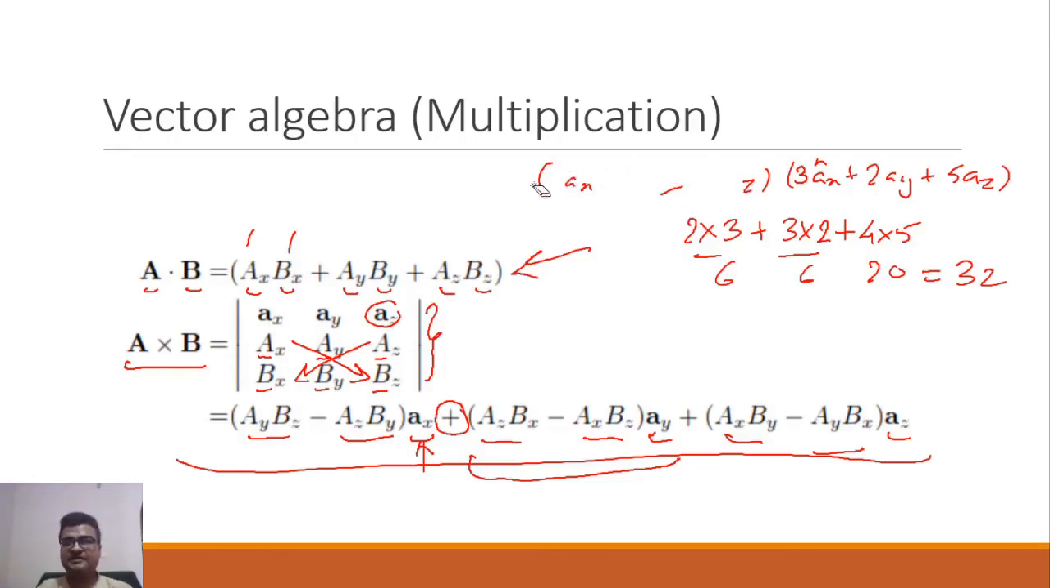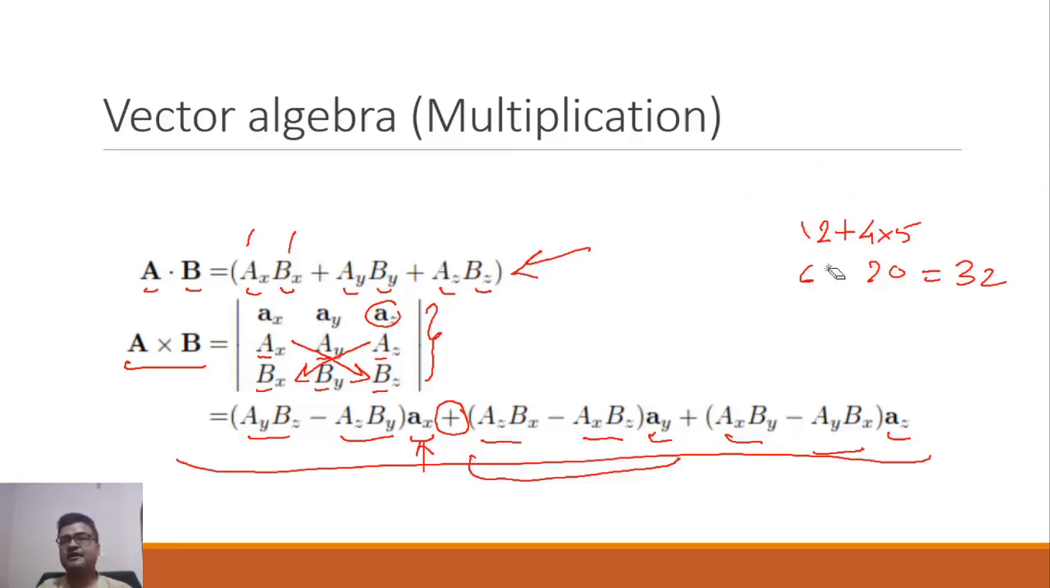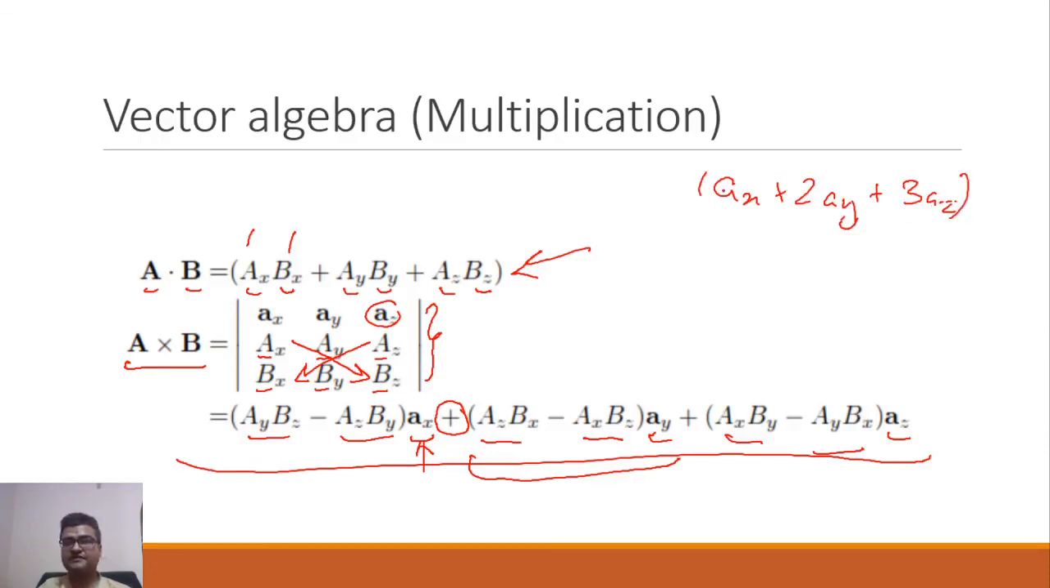And let's see some more things. We have seen that a vector can be multiplied by a constant quantity as well. So if, for example, we have a vector AX plus 2AY, then 3AZ, and if we want to multiply this complete vector with a constant 2, what will happen? We will simply multiply this 2 with every term, and this is the answer that you will get.